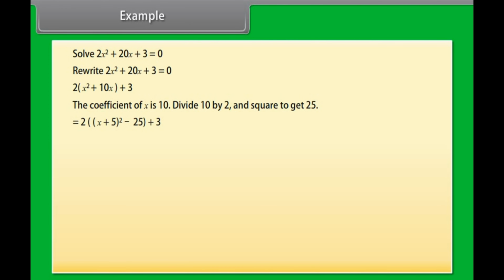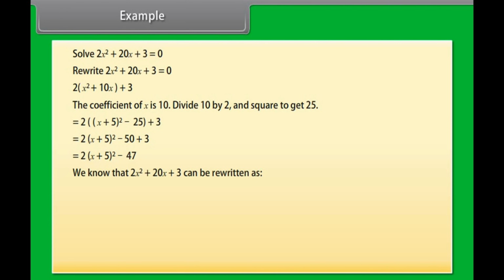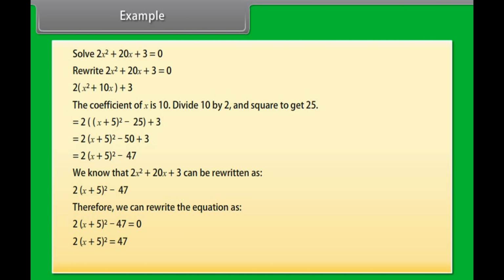This is equal to 2(x + 5)² − 25 + 3, which equals 2(x + 5)² − 50 + 3, which equals 2(x + 5)² − 47. We know that 2x² + 20x + 3 can be rewritten as 2(x + 5)² − 47. Therefore, we can rewrite the equation as 2(x + 5)² − 47 = 0. 2(x + 5)² is 47.